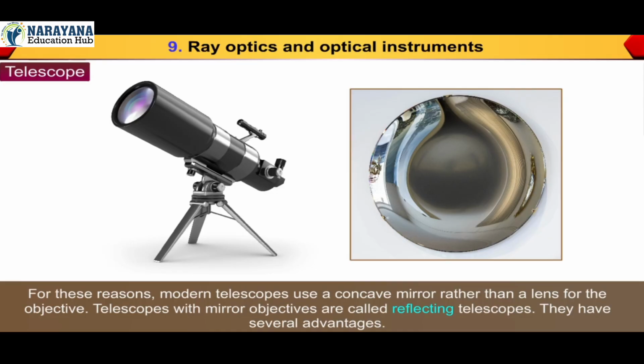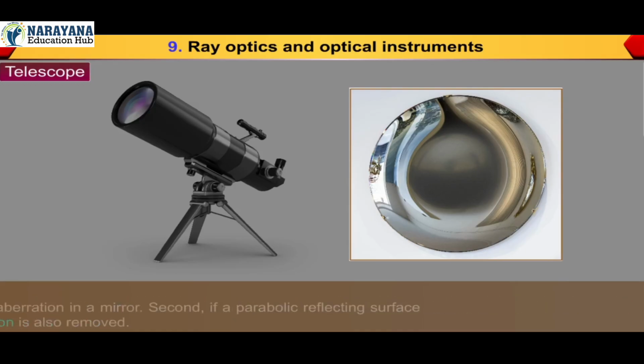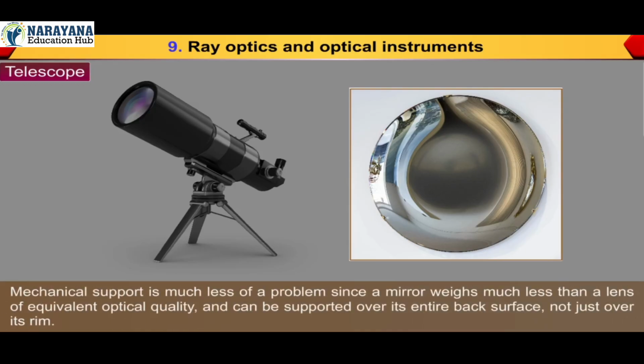They have several advantages. First, there is no chromatic aberration in a mirror. Second, if a parabolic reflecting surface is chosen, spherical aberration is also removed. Mechanical support is much less of a problem since a mirror weighs much less than a lens of equivalent optical quality and can be supported over its entire back surface, not just over its rim.